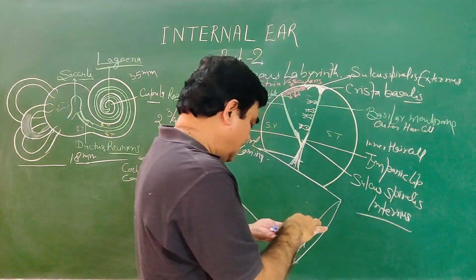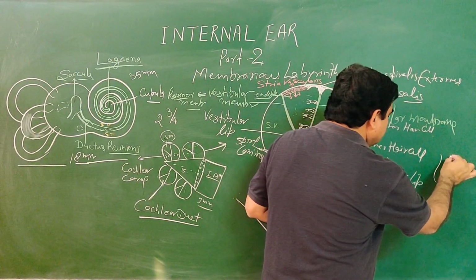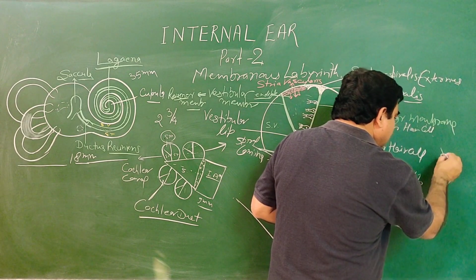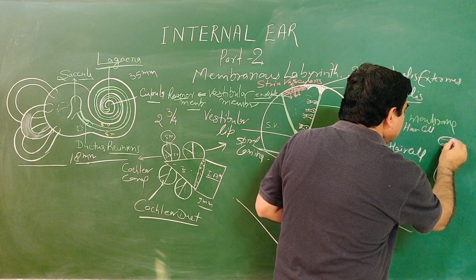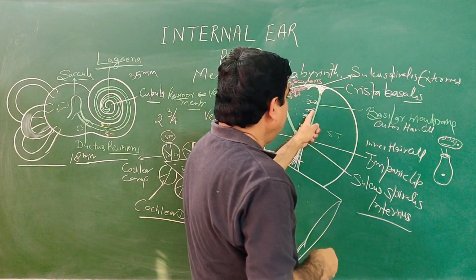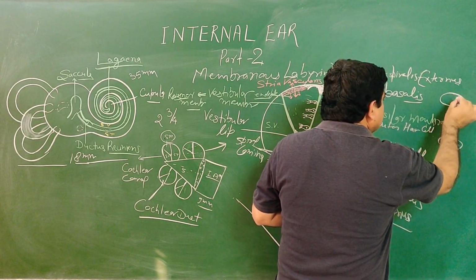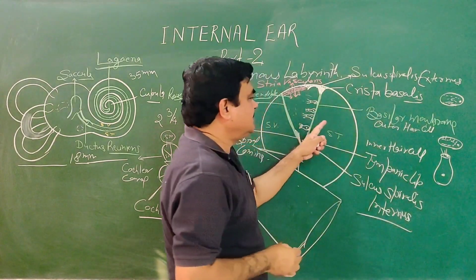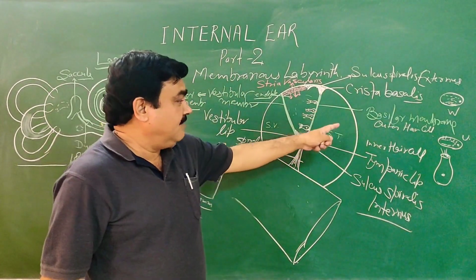If you see the structure of the inner hair cell and outer hair cell, here is a centriole, and the arrangement of the stereocilia is U-shaped in the inner hair cell. In the outer hair cell, the structure of the stereocilia is the same, but the arrangement of the stereocilia is W-shaped. So these are the differences between these two.